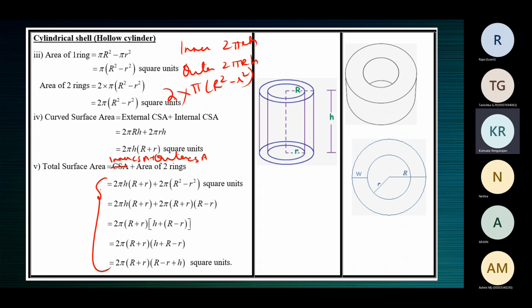So you don't need to remember this now, children. You can just work it separately. Find the inner CSA, 2 pi rh. Then find the outer CSA, 2 pi Rh. Then the area of two rings. One ring is pi (R square minus r square), so two rings will be 2 into pi (R square minus r square). Find all these answers and add. That's all. That's the total surface area.